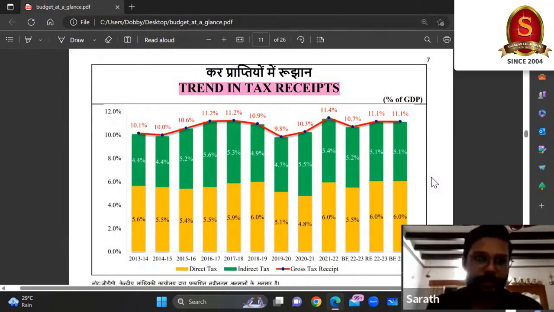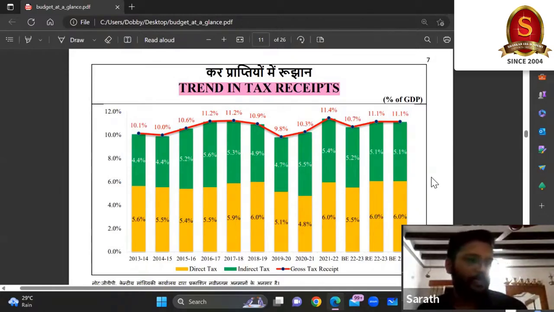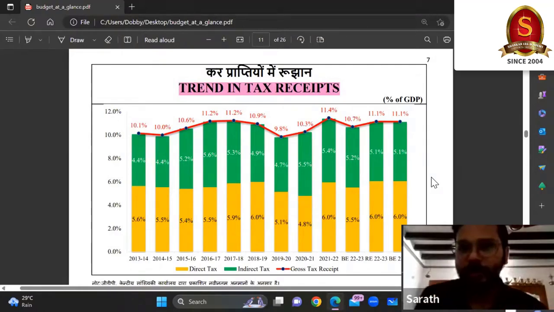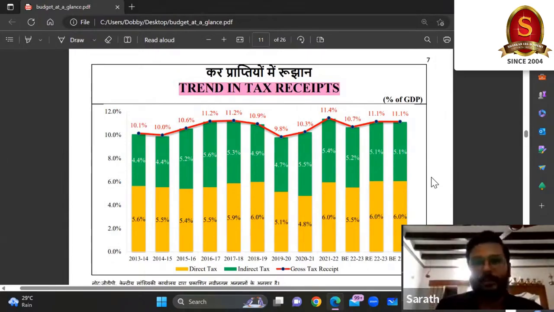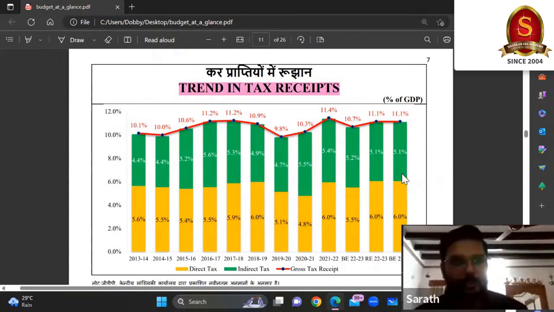Okay. So the first statement is negated. First statement is wrong. What was the second statement? The second statement said, direct tax receipts have been greater than indirect tax receipts during most years. Now, this data is not about the direct tax receipts itself, it's as a percentage of GDP, but because it's both as a percentage of GDP, we can take a look at this data itself and we can comment. I will show you the other data also.